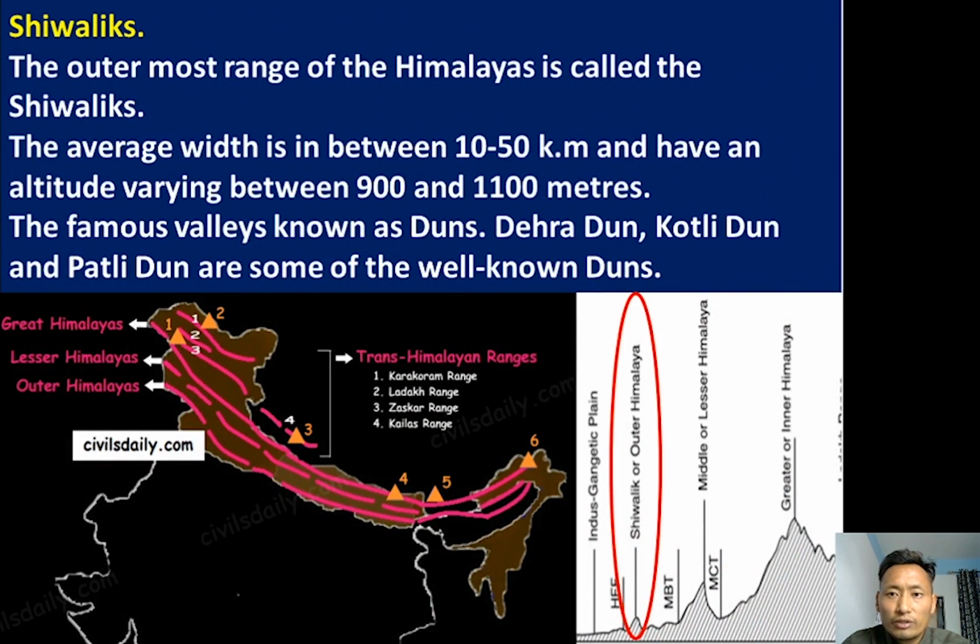Shivalik, the outermost range of the Himalaya, is called Shivalik. So this is Great Himalaya, Himadri. This is Himachal Himalaya. The outermost, or southernmost, Himalayan mountain range is called Shivalik. This is Shivalik, located southernmost. So these are the three parallel ranges: 1, 2, 3. Shivalik is located southernmost, the outermost Himalayan mountain range. The average width is between 10 to 15 kilometers, and the altitudinal height is between 900 to 1,100 meters above sea level.